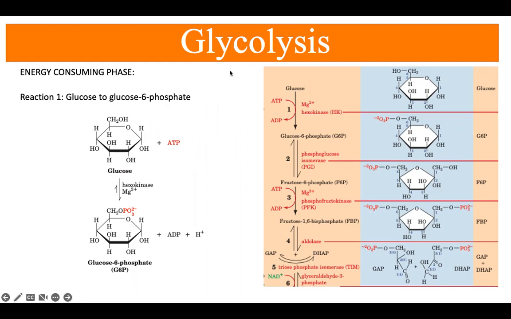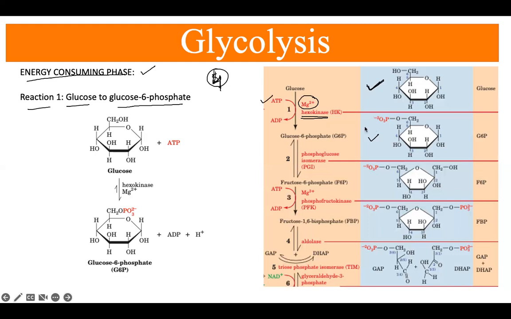So out of the total 10 reactions of glycolysis, the first 5 reactions, or I would rather say the first 4 reactions, are a part of the energy consuming phase where we are providing energy for the reactions to take place. So the first reaction is when glucose is converted to glucose 6-phosphate. So this is glucose, which is the 6-carbon molecule. On this glucose molecule, the enzyme hexokinase acts in the presence of magnesium ion, and it also uses the energy of an ATP, and this glucose is converted to a glucose 6-phosphate molecule, right?